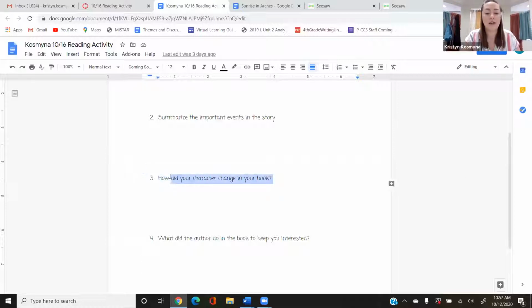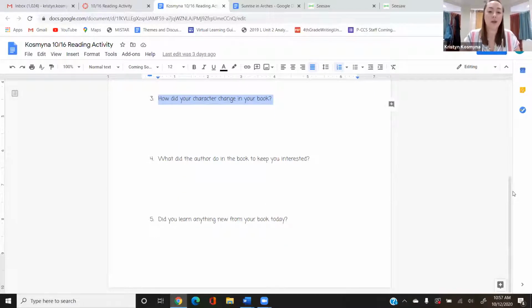Question number 3 asks, how does your character change in the book? We've been talking a lot about character, so I want you to think of that main character and think about what were they like at the beginning of the story and how are they now? How are they different? How are they the same? What are their thoughts like? What are they thinking differently? And I just want you to write a few sentences about that.